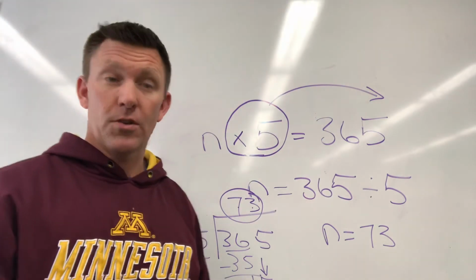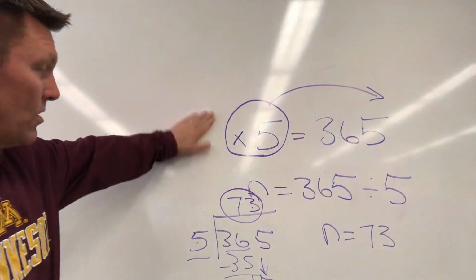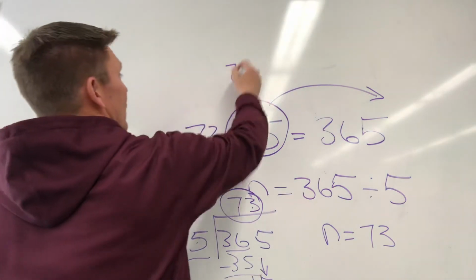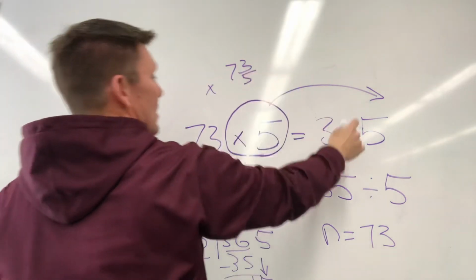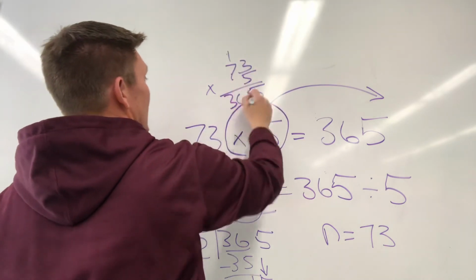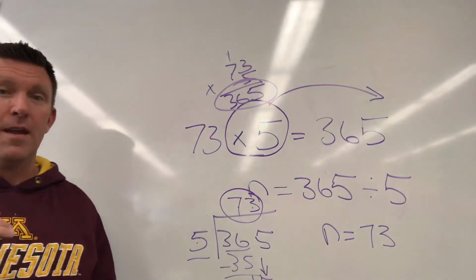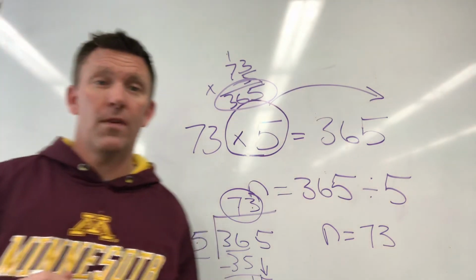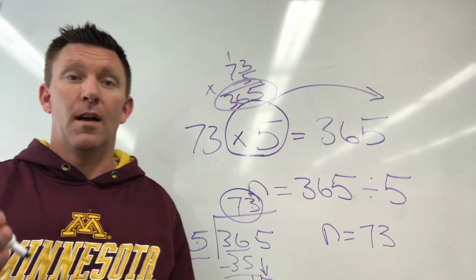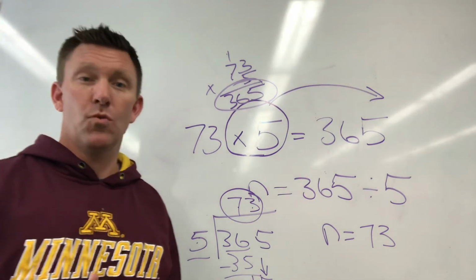Now, to make sure it's correct, go back and plug the n into the equation. The n we are saying is 73. So is 73 times 5 equal to 365? 5 times 3 is 15, carry the 1, 5 times 7 is 35, plus 1 is 36. It is indeed, and now I know for a fact that I got the answer correct. So this is how you solve a multiplication problem with an unknown or with a variable in it in a very orderly and easy to find way, okay?